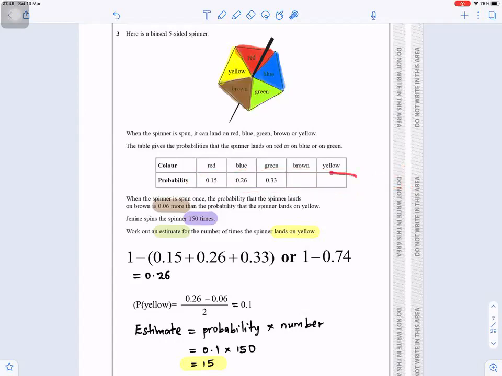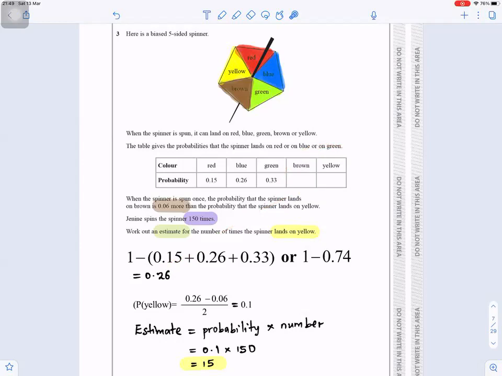So when you add all the probabilities, you should get 1. That means probability for red plus blue plus green plus brown plus yellow should be 1. So to find that for brown and yellow, you subtract the probability for red, subtract blue, subtract green from 1. That gives you 0.26. Or you add them up first, that gives you 0.74. Subtract from 1, you get 0.26. So brown and yellow is 0.26.